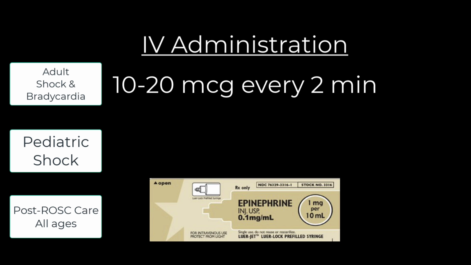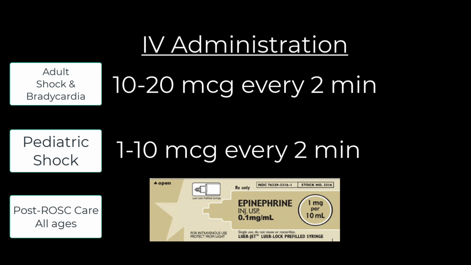The dose range is 10 to 20 microgram pushes for adults every 2 minutes, titrating to a mean arterial pressure of greater than 65, or for pediatric patients, 1 to 10 microgram pushes, titrated to an age-appropriate blood pressure or other indications of adequate perfusion.